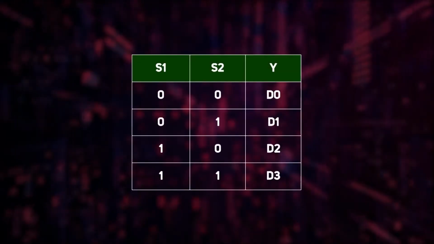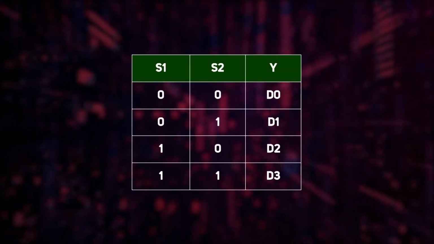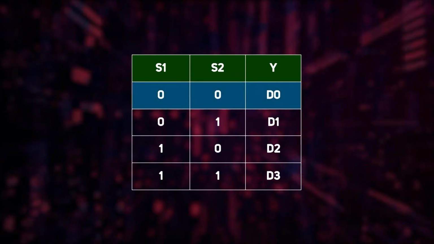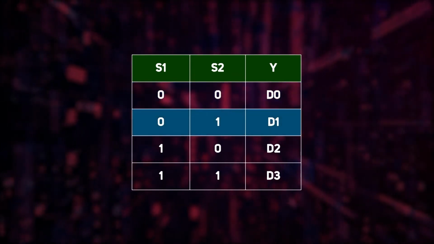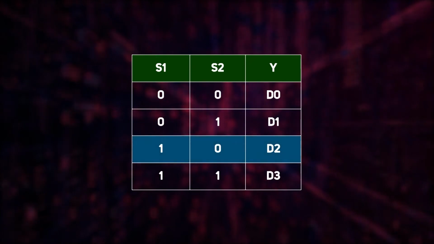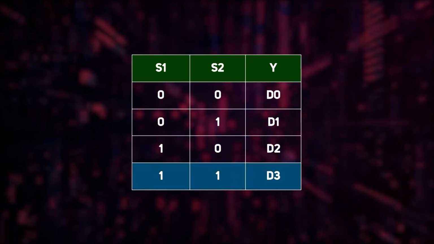We will write the truth table more conveniently as given here. The S1, S2, Y values are given: for 0 0, Y is D0, for 0 1 Y is D1, for 1 0 it is D2 and for 1 1 it is D3.